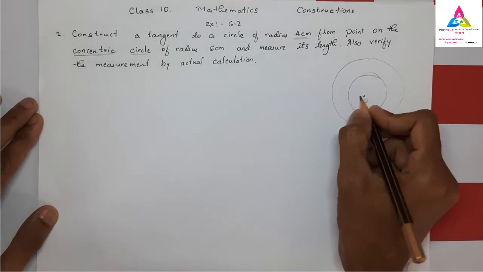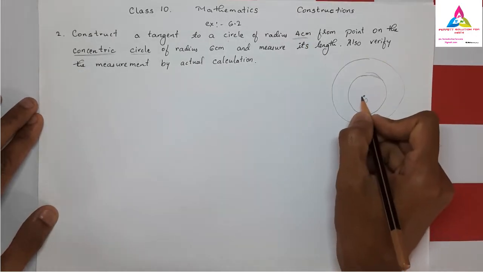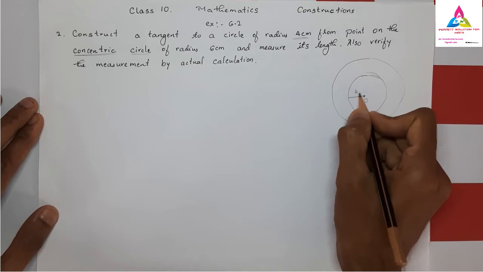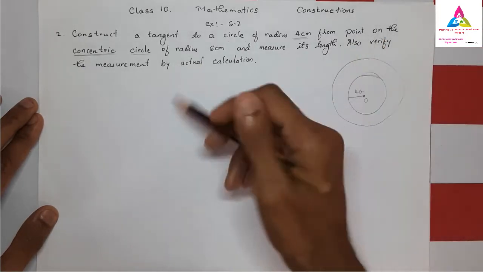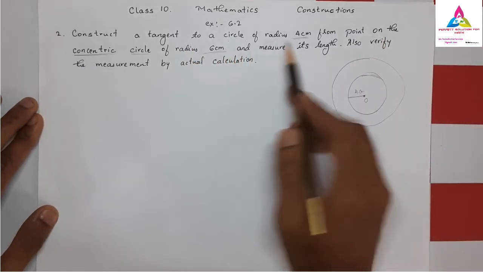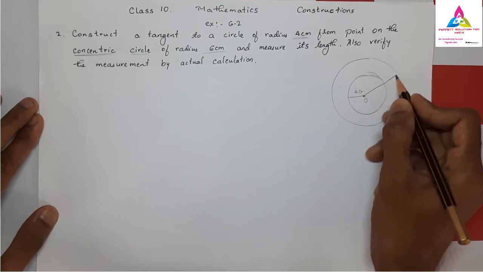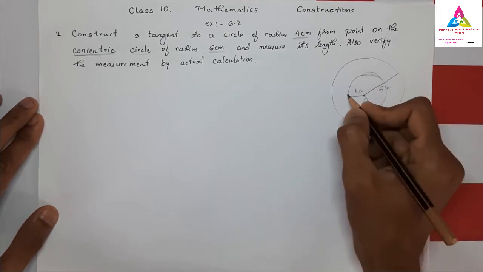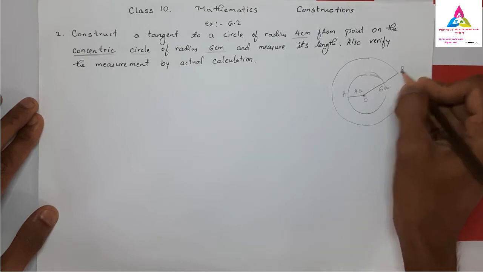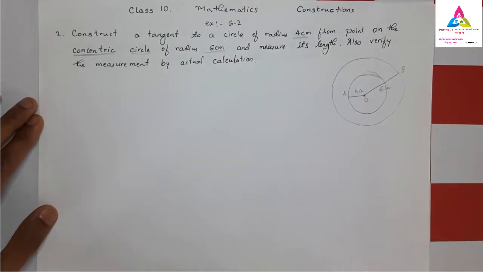For the first circle, according to the question, they have given a 4 cm radius. This is the 4 cm radius. The second circle we have has a radius of 6 cm, the second circle here is the 6 cm radius. So if you take OA and OB, these are two different radii for the same center. So you can understand what concentric is now.